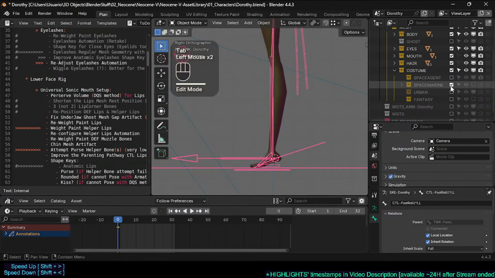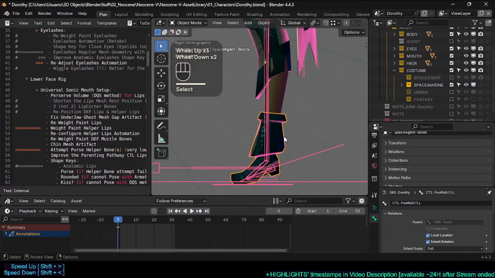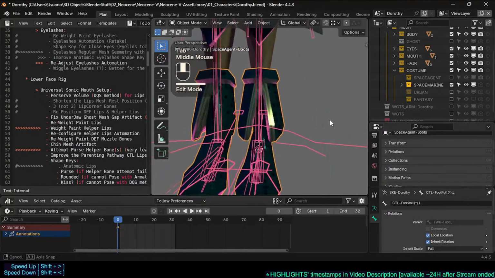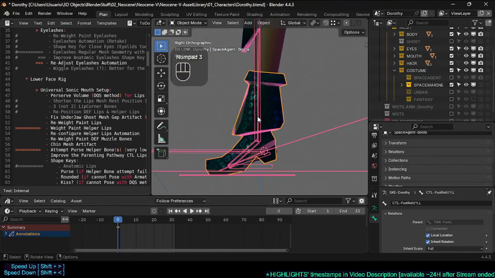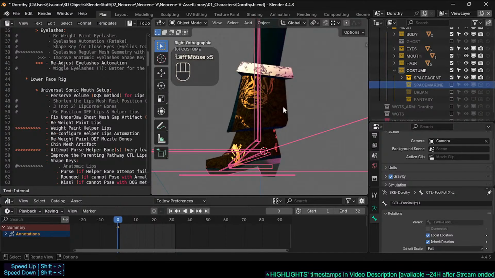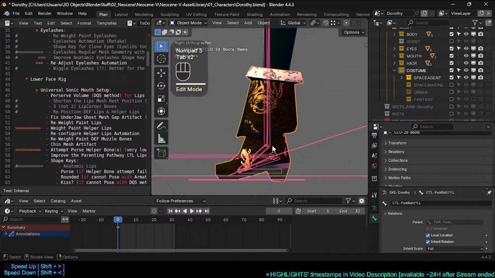Also, there's this Space Marines setup that also has these boots here, which are different boots, so we're going to have to make the same thing. I think I achieved that with a shape key, right? So this one is already rigged. Maybe it could be improved.